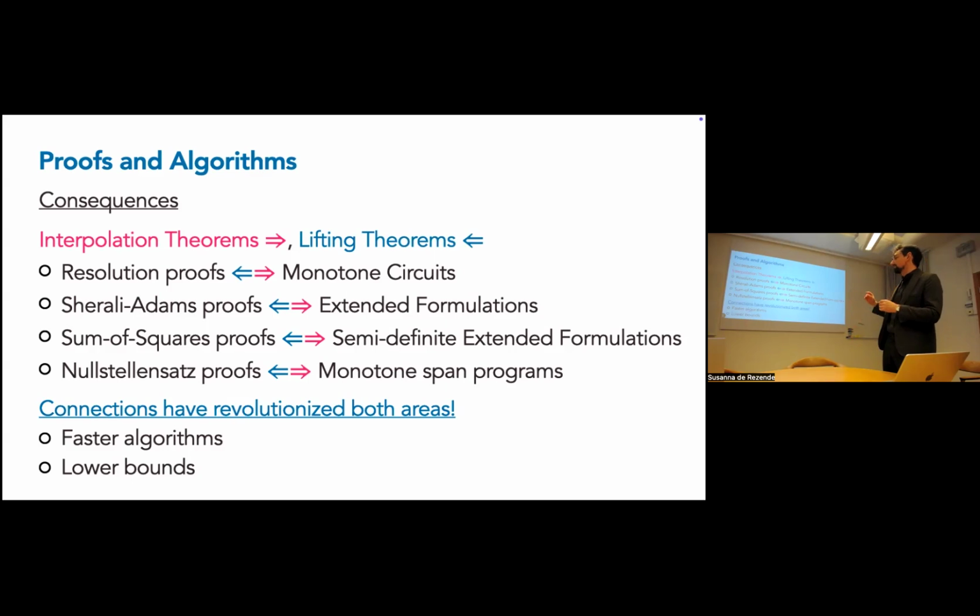And these connections here have really revolutionized both areas. They've allowed us to get a ton of lower bounds in proof complexity and circuit complexity, faster algorithms and stuff like this. So all this is to say these connections between proofs and algorithms have been very, very fruitful, and they're worth studying.